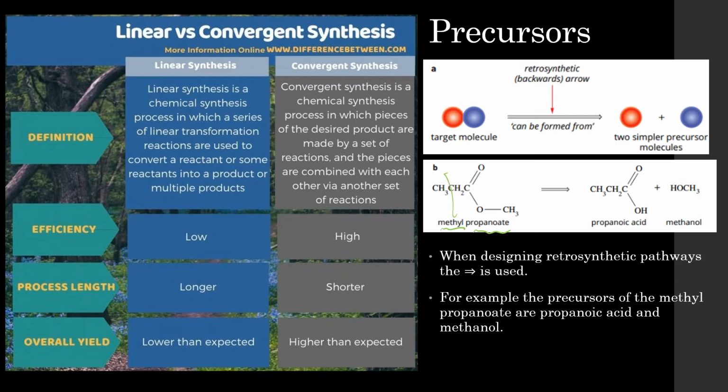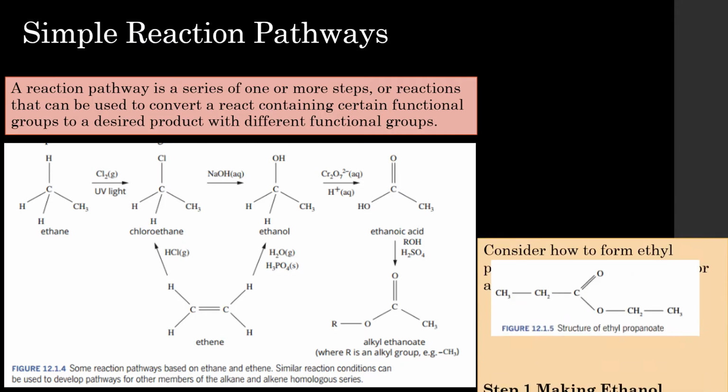And we'd just note then that the precursors to methylpropanoate would be propanoic acid and methanol. And you can see that I've just used that arrow there.